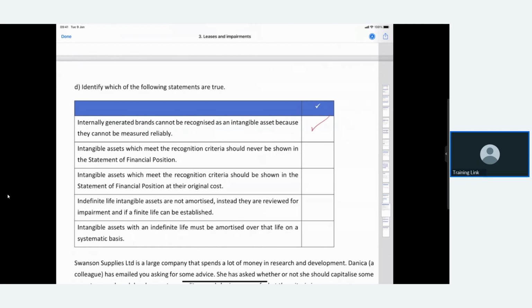Okay, so intangible assets which meet the recognition criteria should never be shown in the statement of financial position. Well, that is definitely not true. If they meet the recognition criteria, then they can be valued as an asset within the statement of financial position. Intangible assets which meet the recognition criteria should be shown in the statement of financial position at their original cost. Okay, well, that is true. Certainly can be.